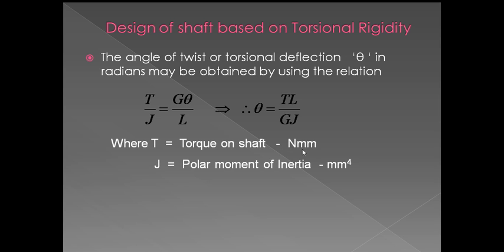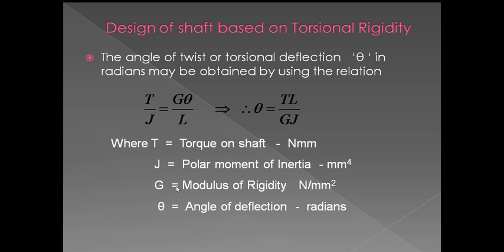J is the polar moment of inertia of the shaft, in mm to the power 4. G is the modulus of rigidity, in Newton per mm square. Theta is the angle of deflection or angle of twist, in radians. And L is the length of the shaft in mm. So this is the equation. Based on this equation, you can design the shaft based on torsional rigidity.